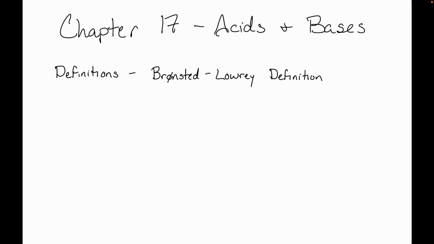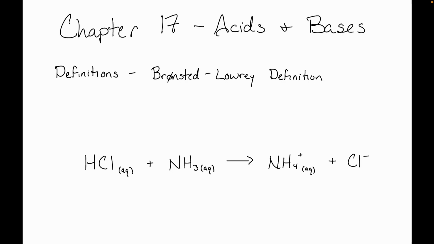All right, so a simple example would be HCl, hydrochloric acid, reacting with ammonia to produce the ammonium ion and the chloride ion.